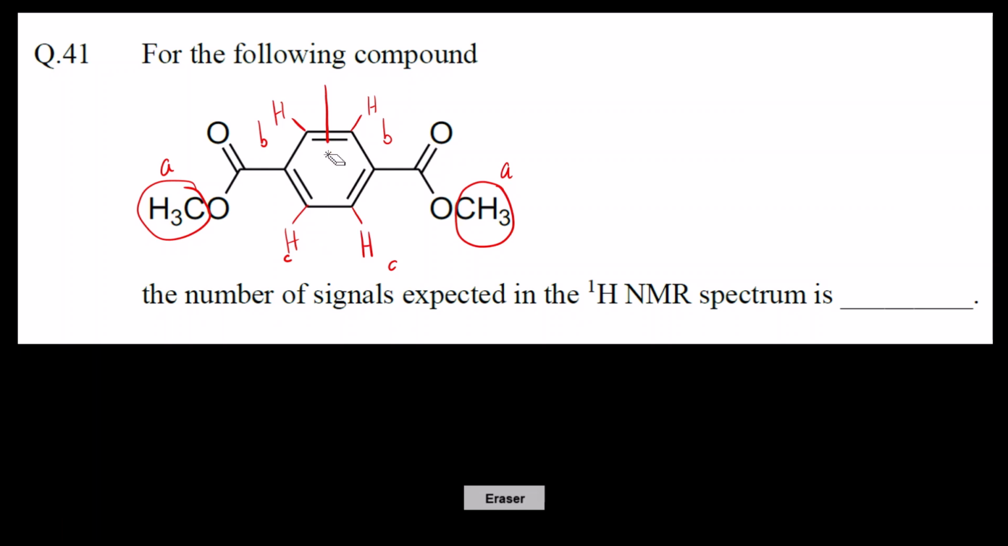Okay, but you can see that I can also draw another plane like this. So this B and C are also equivalent. The total, how many signals will we see? Total of only 2 signals we will see. So the answer is 2.